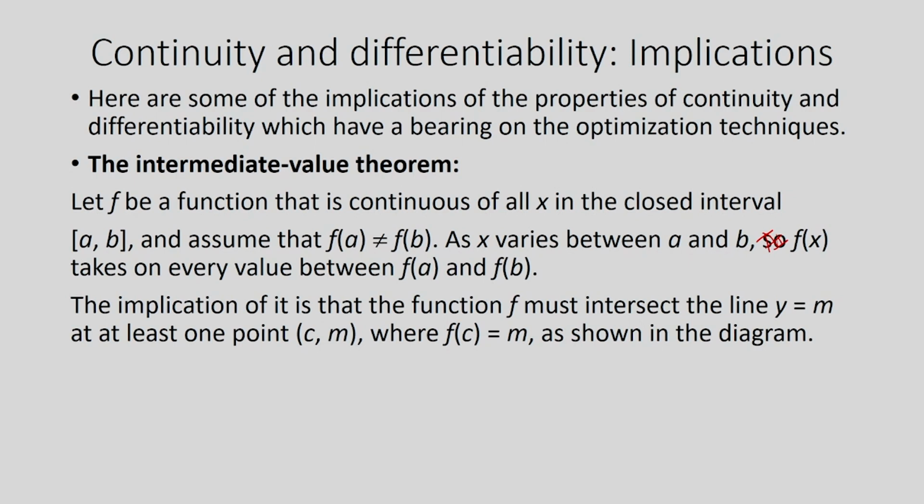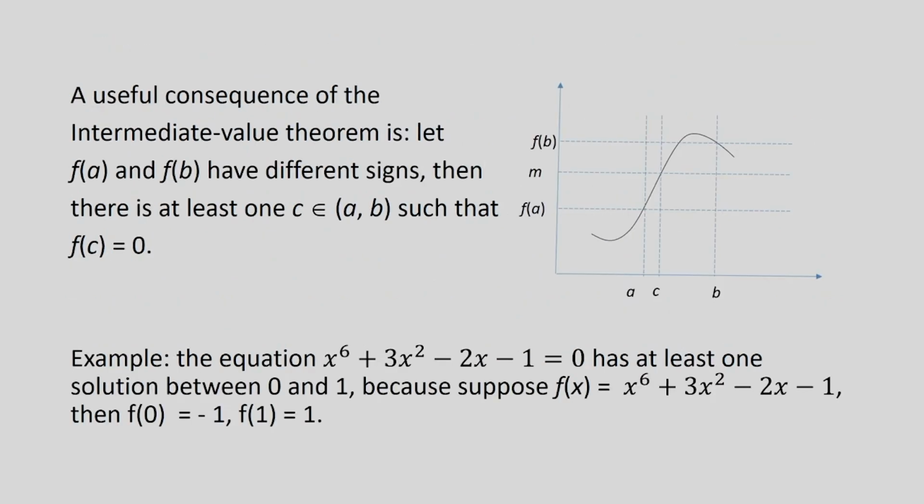Remember, here it is important that f is a continuous function and the interval is a closed interval, and f(a) is not equal to f(b). So, they have different values. The implication of this theorem is that the function must intersect the line y equal to m at least at one point c, where f(c) is equal to m, as shown in the diagram.